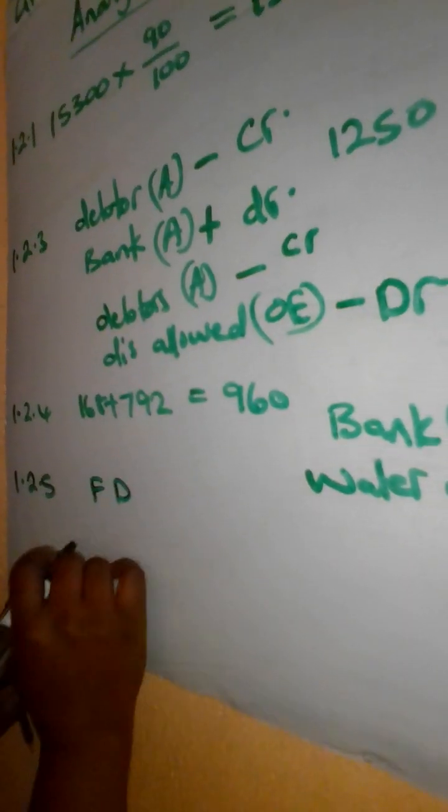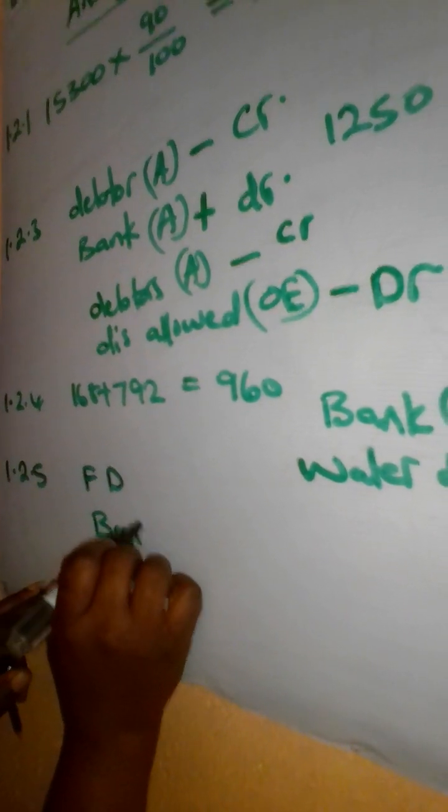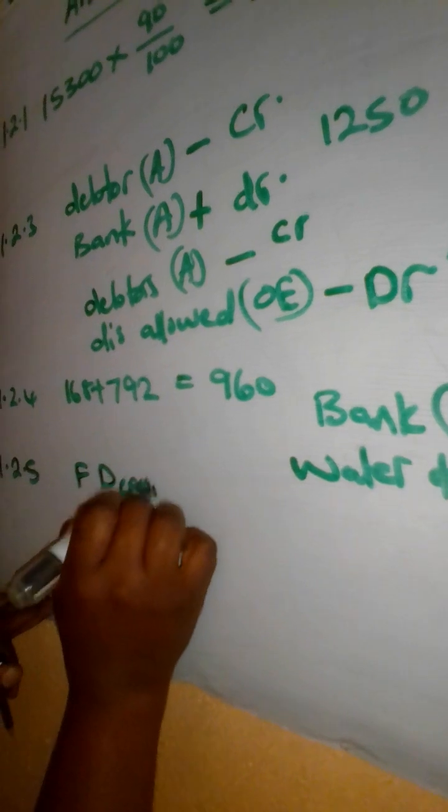Let's move on to 1.2.5. Receive an amount from Allied Bank for a fixed deposit of 10,000 and interest at 8% per annum for 3 months. We received a fixed deposit. It means the fixed deposit matured. We are receiving it back into our bank account. So we have got a fixed deposit, and we also have got bank.